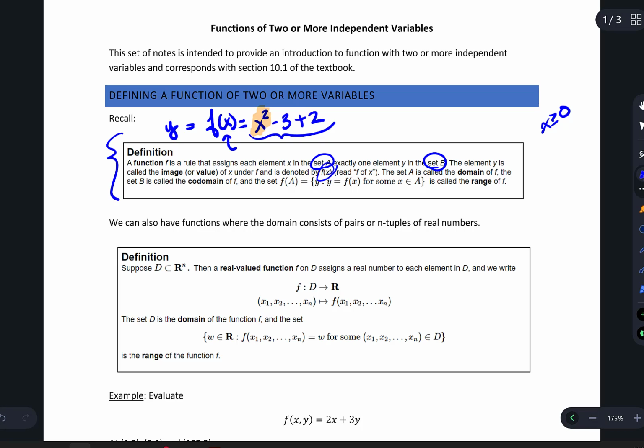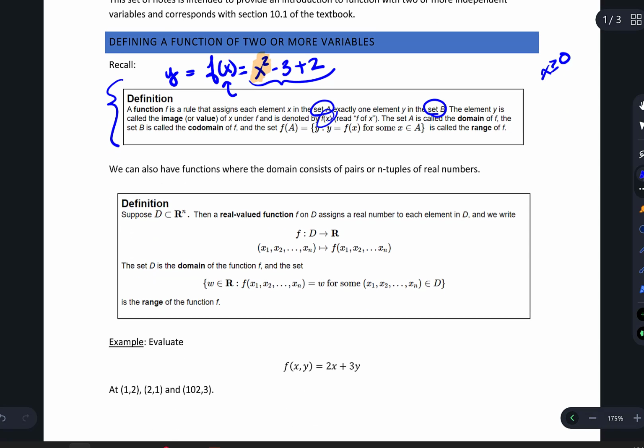And set A is often called the domain of f, and B is called the codomain, or sometimes we will call that set the range. And so we can think of the domain as being the input to the function, and the range as being the output of the function.